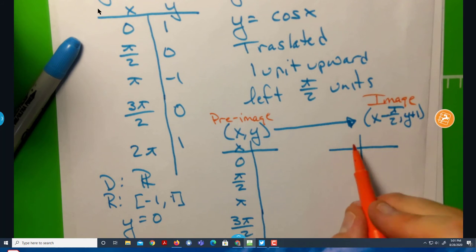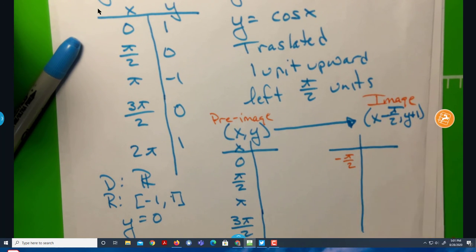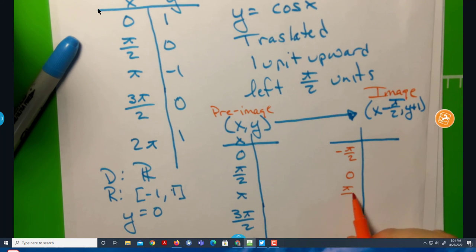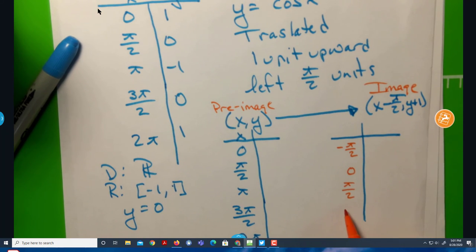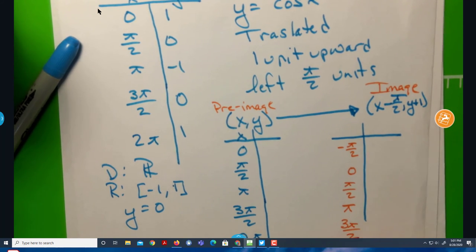Okay. 0 minus pi over 2 is negative pi over 2. Pi over 2 minus itself, I hope, is nothing. Pi minus pi over 2 is pi over 2. 3 pi over 2 minus pi over 2 is pi. 2 pi minus pi over 2 is 3 pi over 2.